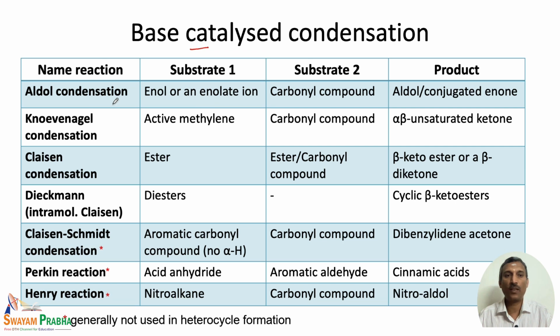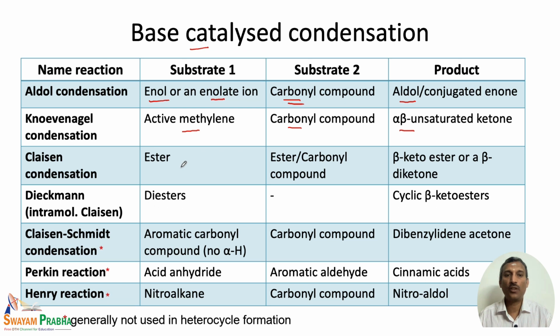For example, in the case of the Aldol reaction, an enol or an enolate is one of the substrates. The enolate ion is reacted with a carbonyl compound to lead to an aldol or a conjugated enone as the final product. Or when we have active methylene compounds, they also react with carbonyl compounds in the presence of a base to give alpha beta unsaturated ketones.